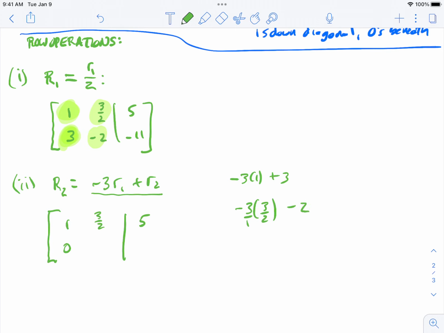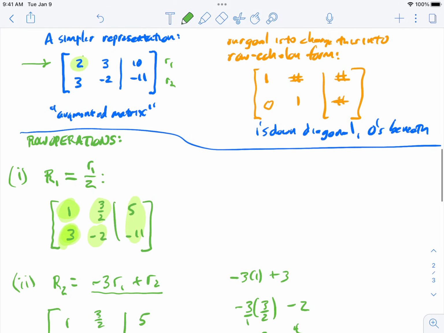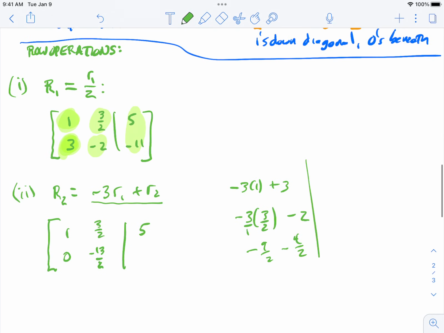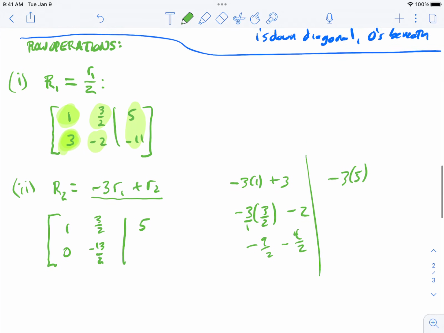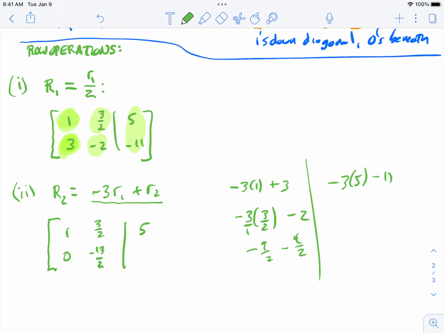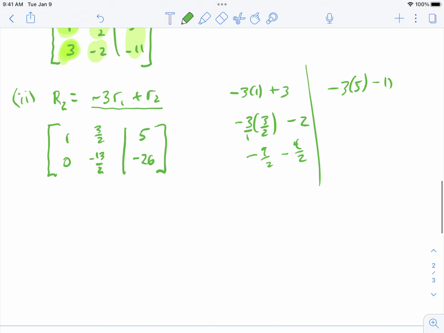So what is this going to get me? Well, that's a -9/2, and 2 is the same as 4/2. So we're getting a -13/2, and that's what goes there. And then do the same thing over here. So a -3 times the 5 plus the -11. So that's -15 minus 11, so that's a -26. And there's our matrix now.